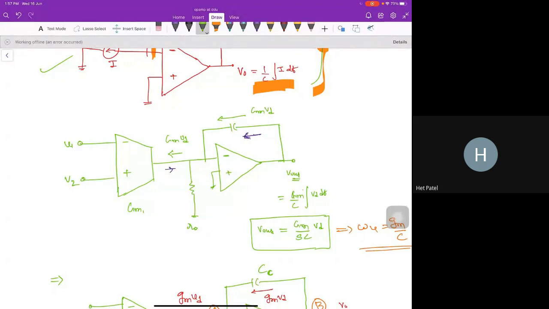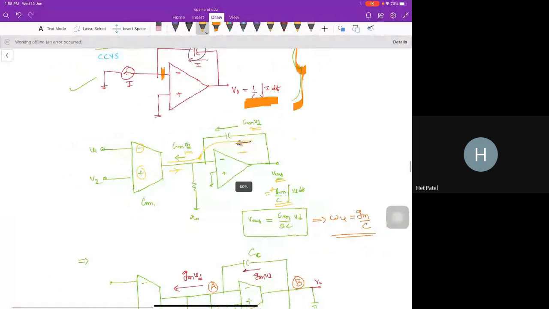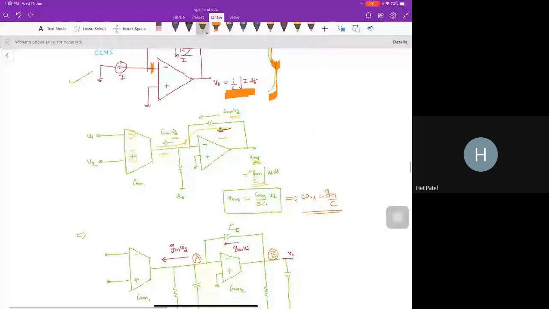Previously I had it in this direction, but I want this current to flow in this direction, and then I will get a positive V output here. That's why I have reversed this polarity, minus plus V1. So I am getting current in this direction, and I am passing this current to the capacitor. I am getting a V output. So my intention was to build an integrator, and that integrator I am getting here.